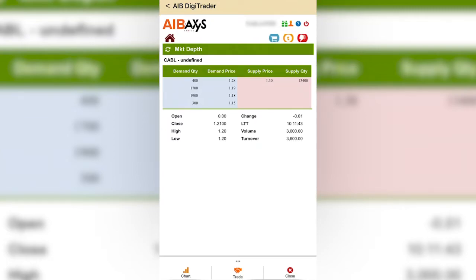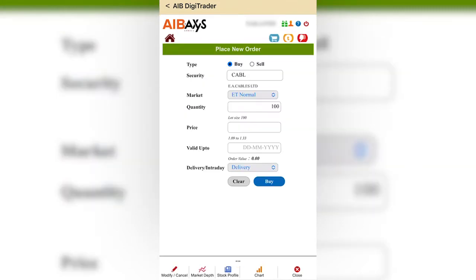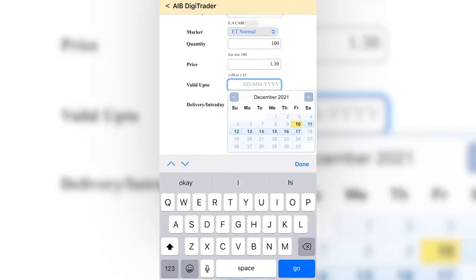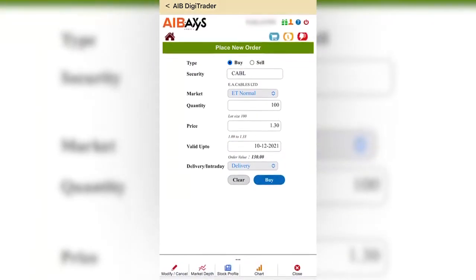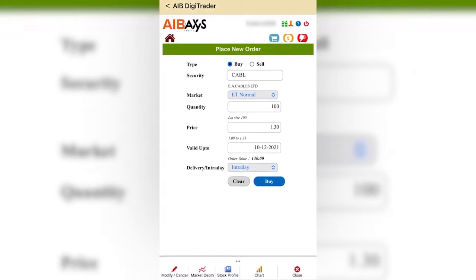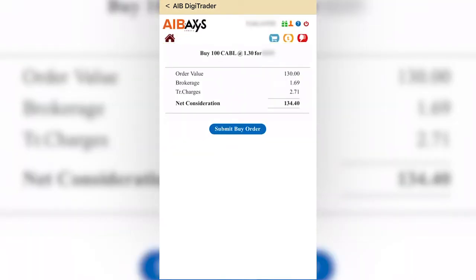So click close at the bottom right of the screen and we'll key in 1 shilling and 30 cents. For the valid up to date, because this is an intraday trade, simply click the same day. Make sure to click intraday and buy. On this screen, it will break down your order for you. Buy 100 East African cable shares at 1 shilling 30 cents for your member number. At the moment, that is blurred on the screen.